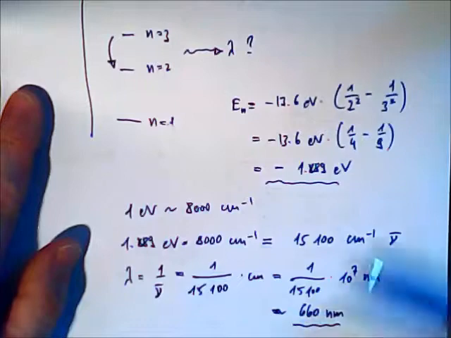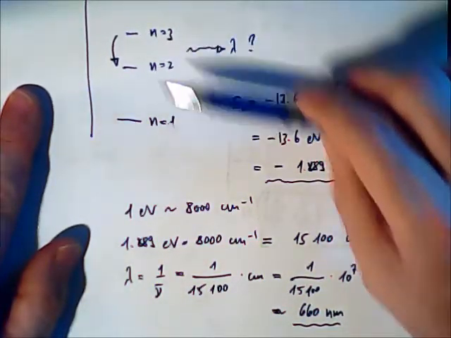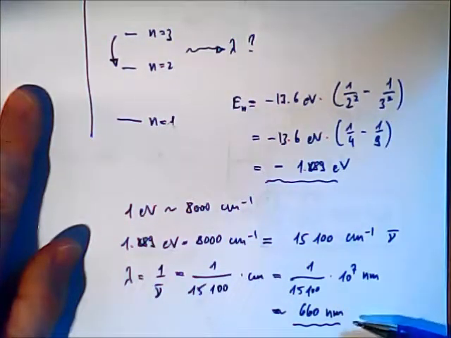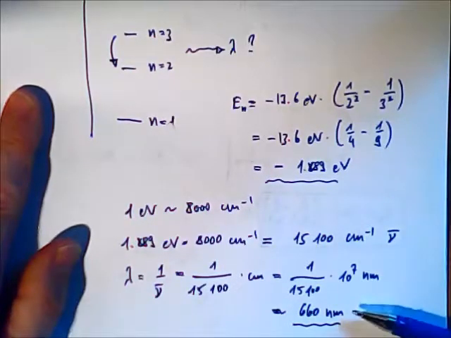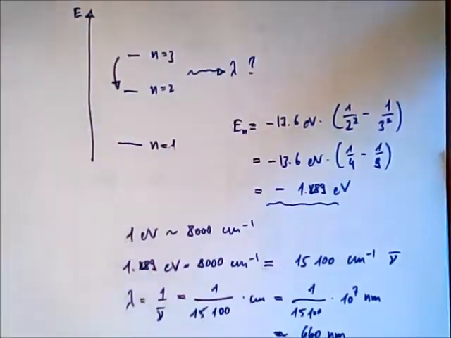So from this calculation we can calculate the energy difference between every level, and we can calculate the wavelength that we should get and compare it with the experimental result, and this is in quite good agreement with each other. So this model works very well for hydrogen.